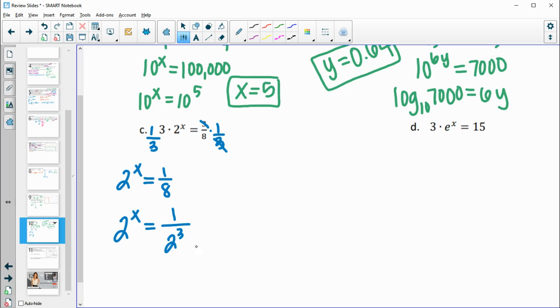So then we know that this exponent would be -3 because 1 over 2 to the 3rd is the same as 2 to the -3. So then x equals -3.